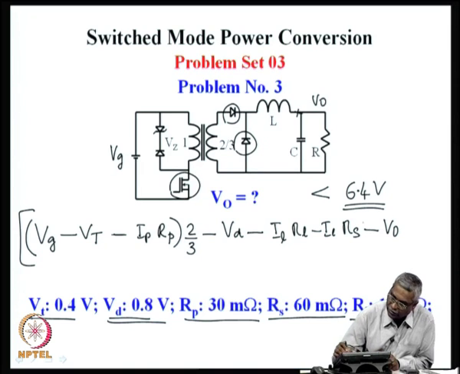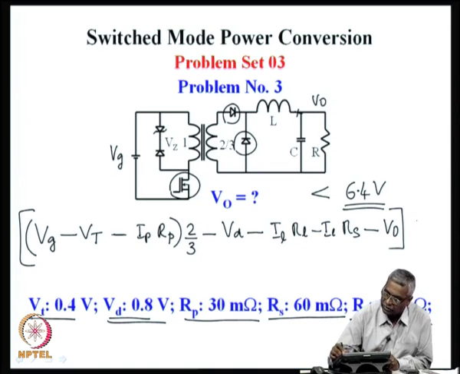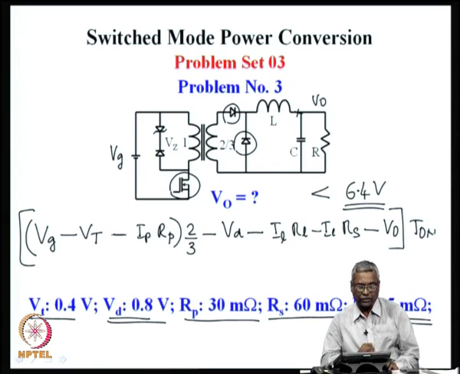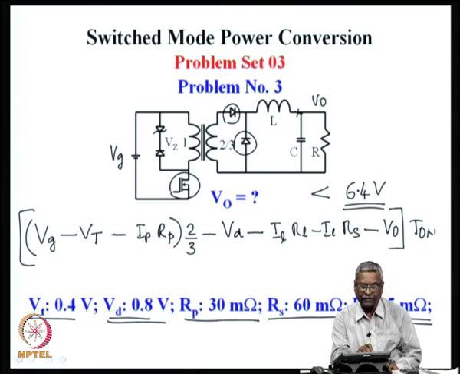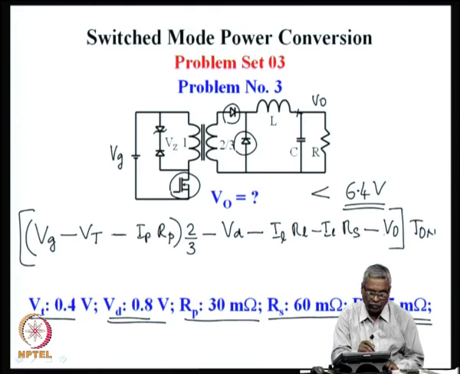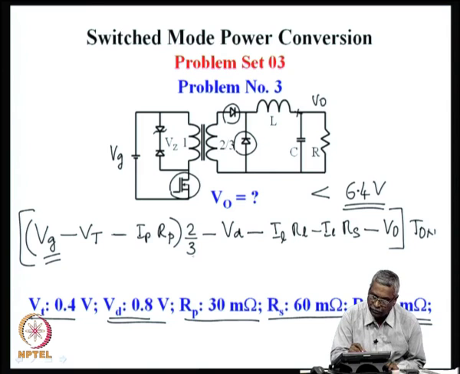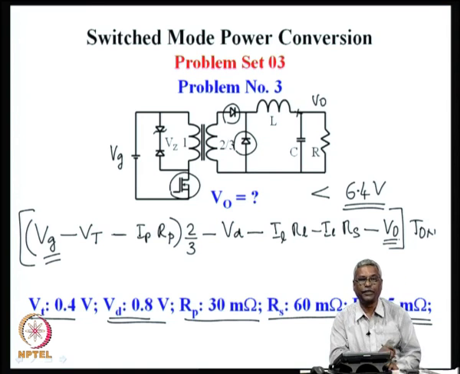So, this is really the voltage across the inductor during T on. What we notice is that the volt second balance during the on time is not simply Vg into 2/3 minus V naught. Only these terms were in the ideal model, but there are several non-idealities which are now included.